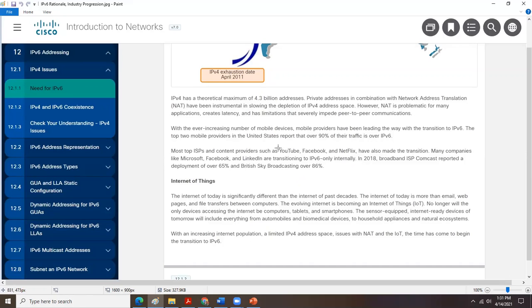So it says that a lot of major ISPs and content providers such as YouTube, Facebook, and Netflix have also made the transition. Many companies like Microsoft, Facebook, and LinkedIn are transitioning to IPv6 only internally. That's a process people call eat your own dog food, right? In 2018, broadband ISP Comcast reported a deployment of over 65% and British Sky Broadcasting over 86% for IPv6.